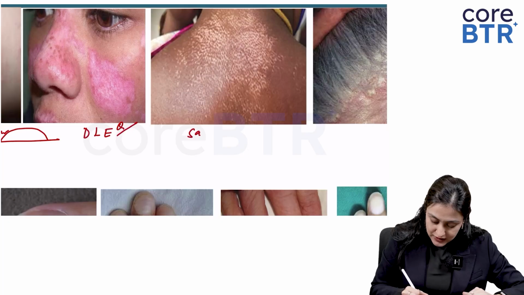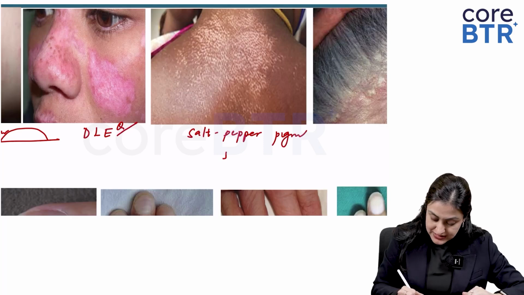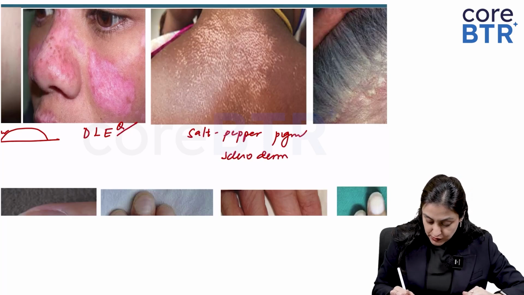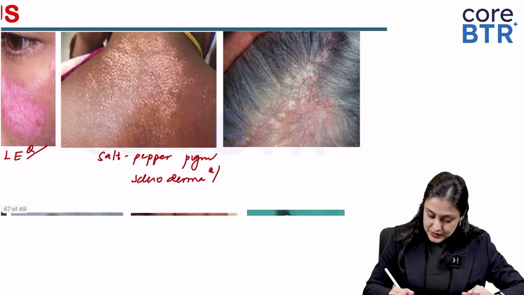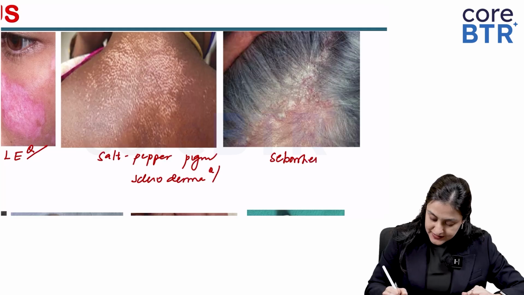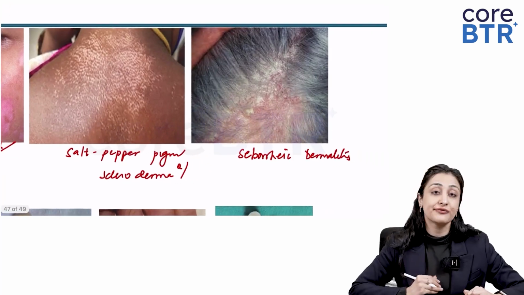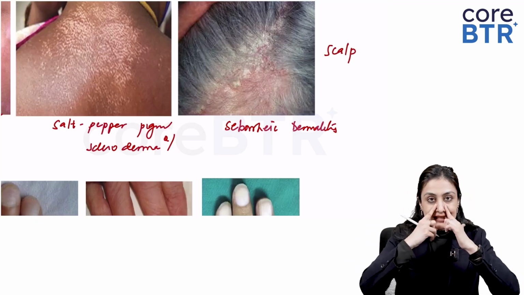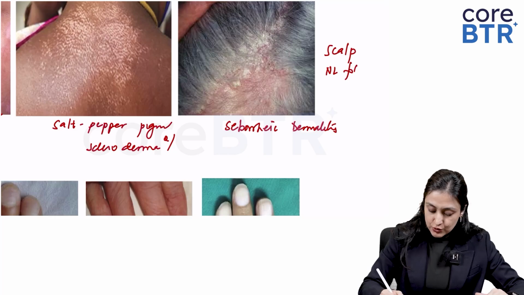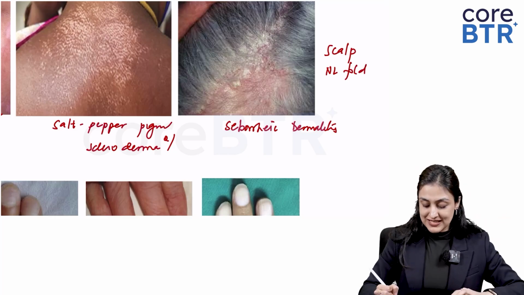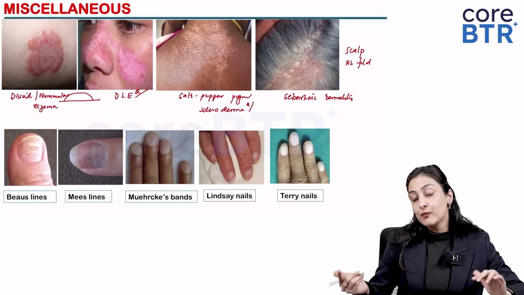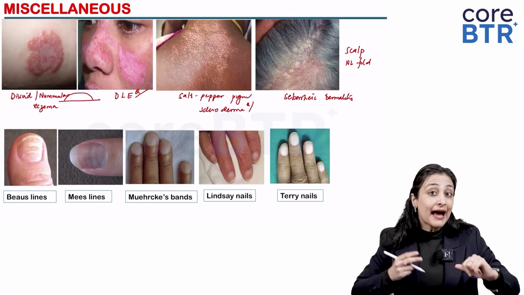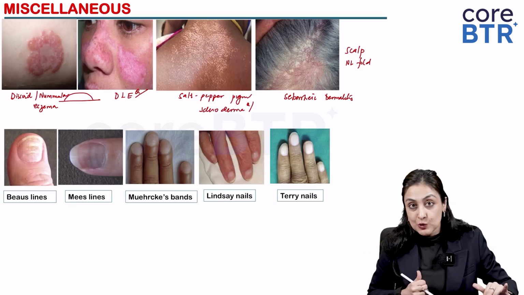Then this is what is called salt and pepper pigmentation, and this is what has been associated with scleroderma. This is also a PYQ. Then this is seborrheic dermatitis. Seborrheic dermatitis means essentially everywhere that you get dandruff-like plaques. So you can see it in the scalp, you can see it in the nasolabial folds, the upper part of chest. So these are the common areas which are involved in seborrheic distribution. Cradle cap is a manifestation that you see in newborn babies.